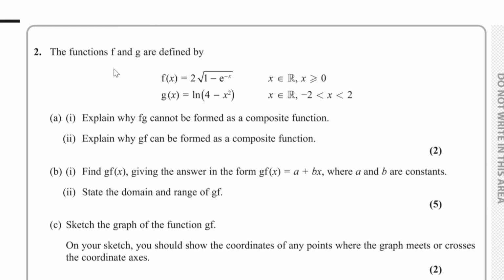Question number 2. The functions f and g are defined by f of x equals 2 multiplied by 1 minus e to the negative x, square rooted, where x is a real number and x is greater or equal to 0, and g of x is equal to the natural log of 4 subtract x squared, where x is a real number and x is in between minus 2 and 2. Now for the first part of part A, we have to explain why f of g cannot be formed as a composite function.